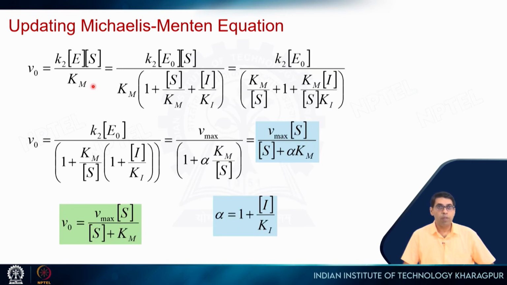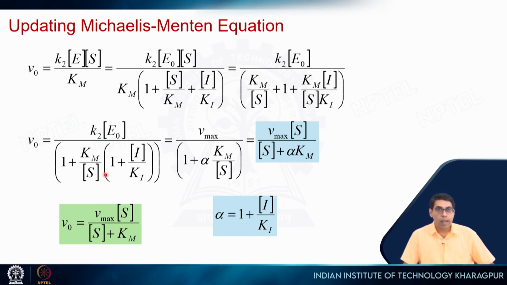So again, if we manipulate this, V naught equals K2 by Km times ES times S. We know what E is from the previous equation, so we plug it in here and then we do some more manipulation. We multiply by Km by S, so this S we bring here, so it becomes Km by S. This cancels out, so it becomes 1 and this becomes this. So now if we take Km by S as common, then it becomes 1 plus Km by S times 1 plus I by Ki. So this I by Ki is left.